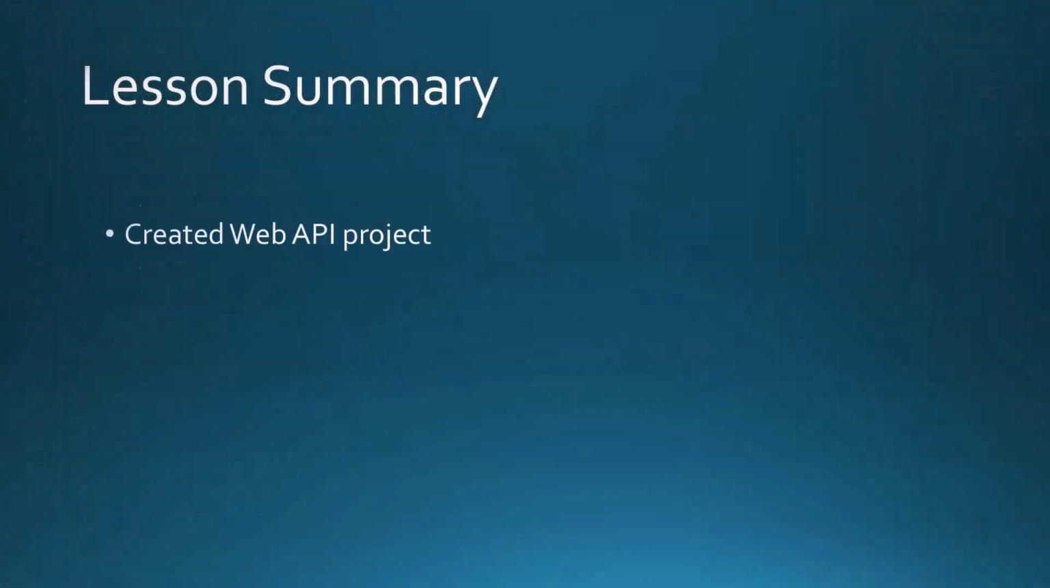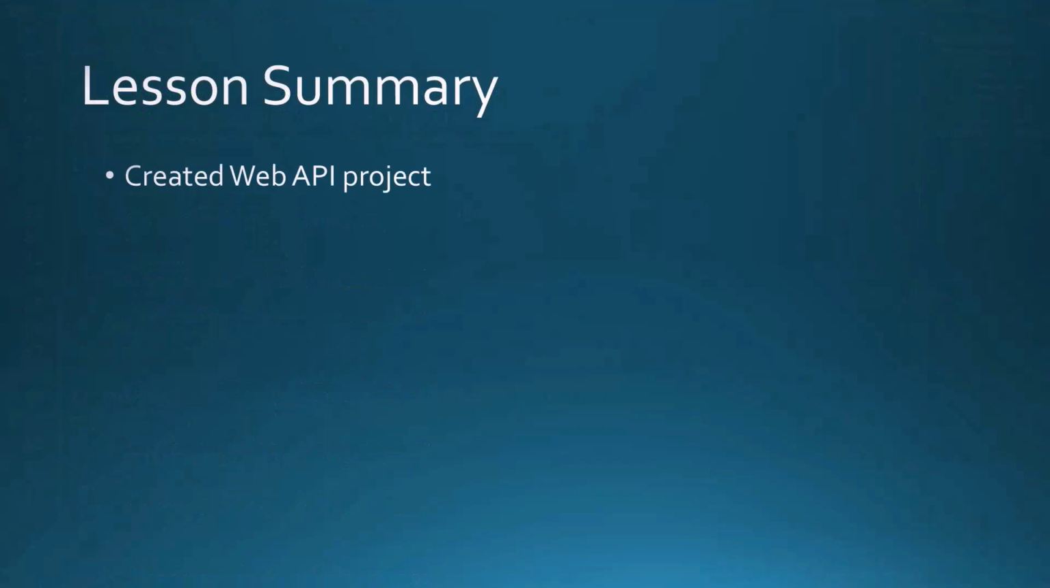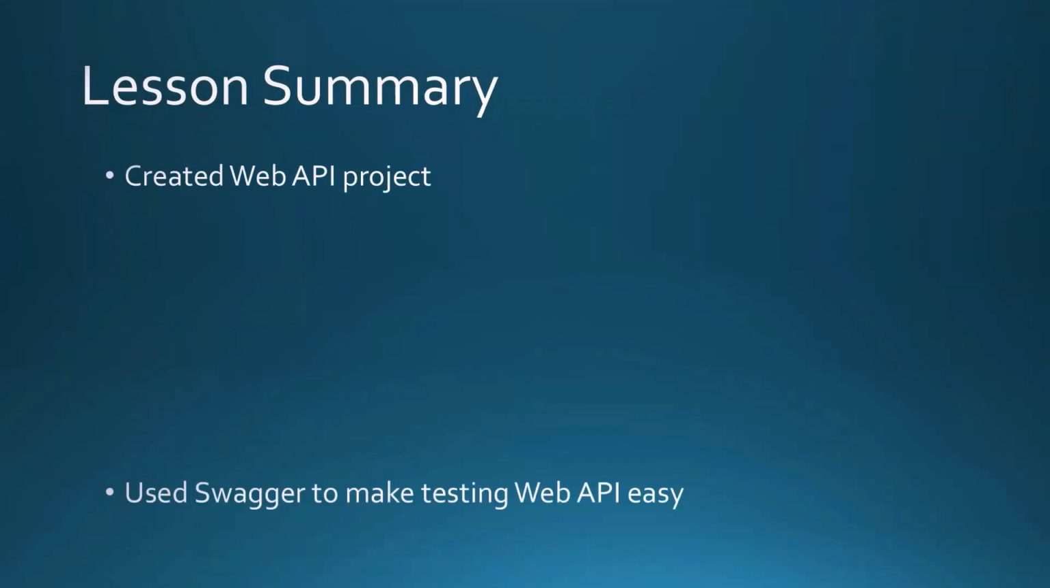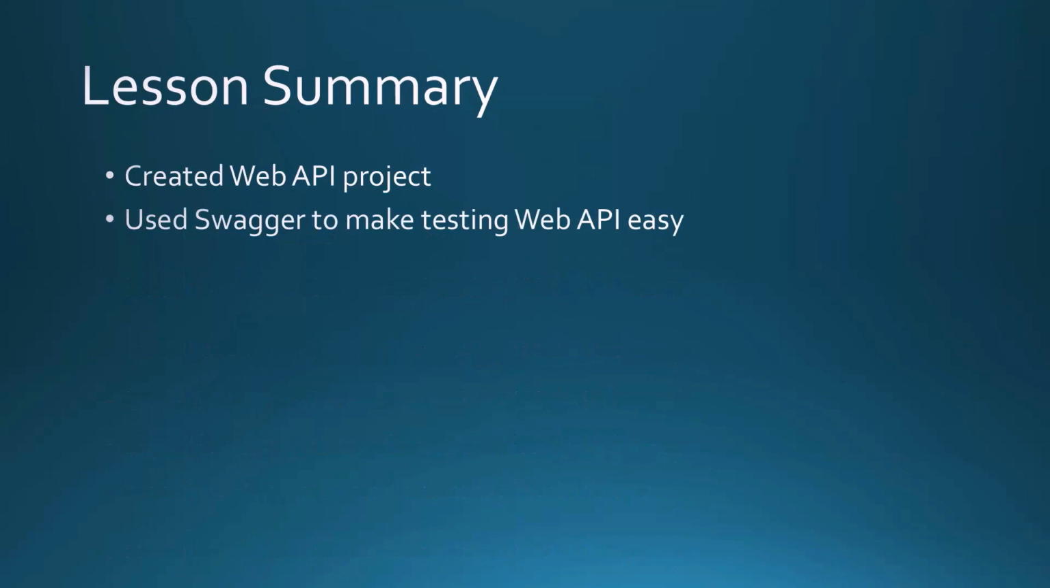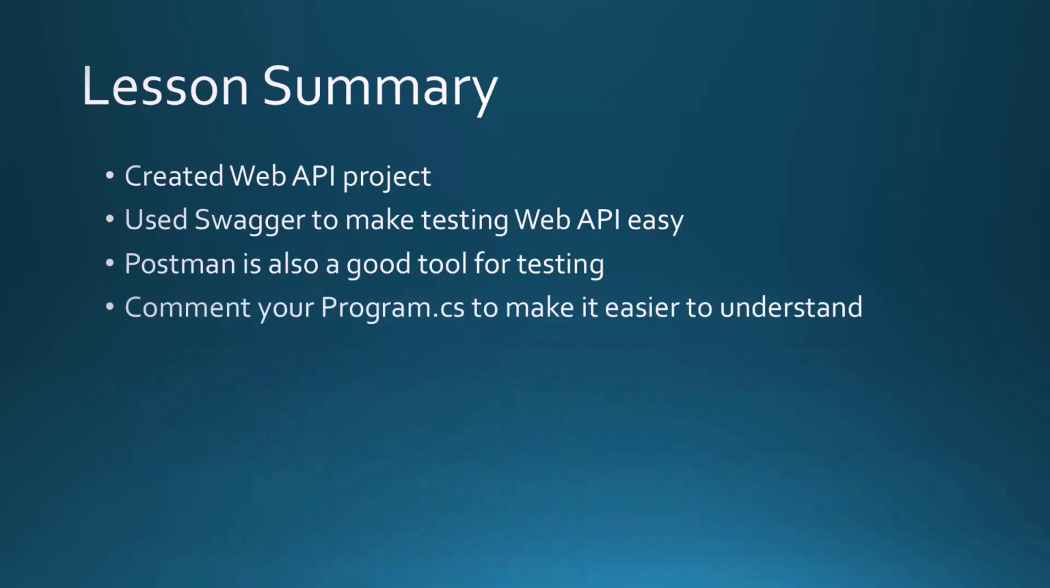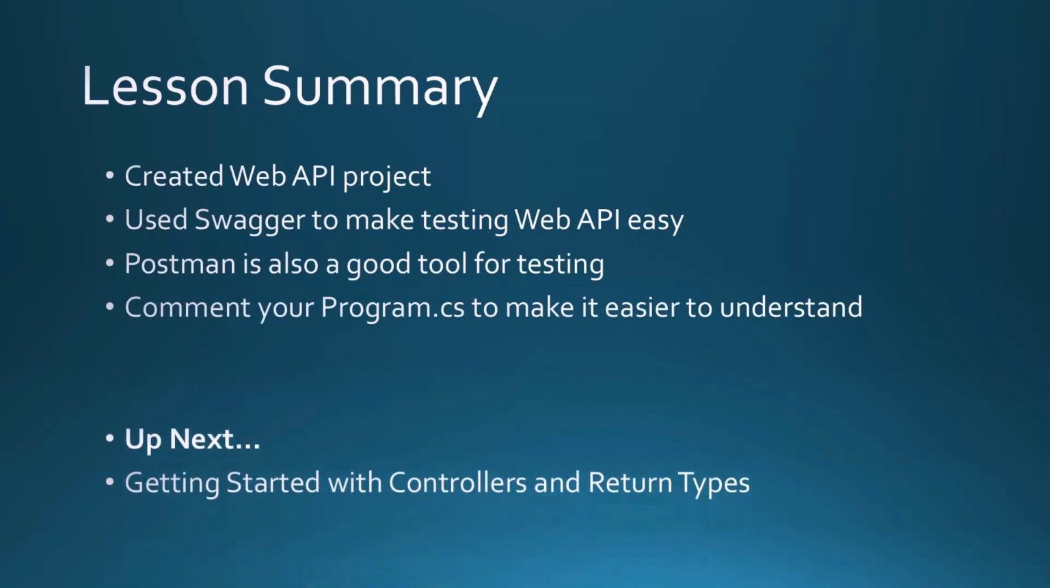In this lesson, we learned how to create a web API project using both Visual Studio Code and Visual Studio 2022. We used Swagger to make testing the web API easy. By the way, Swagger is also available in VS Code. You just have to type in the URL /swagger. Postman is also a very good tool for testing. We also commented the Program.cs to make it a little bit easier to understand. Coming up next, getting started with controllers and return types.